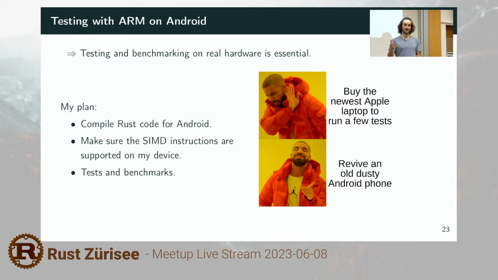So my plan was the following. I wanted to test some SIMD code for ARM. I will compile this code to the Android platform, then make sure that this device actually even supports the SIMD instructions, and then run tests and benchmark.